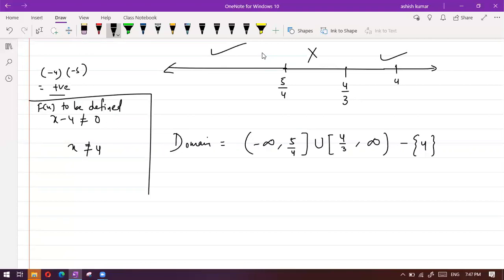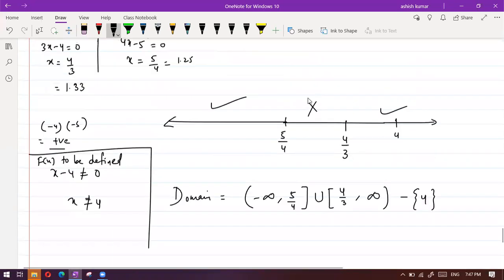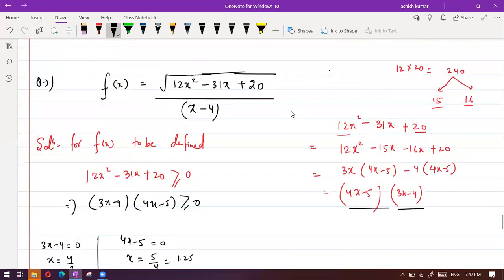Okay, what you were saying, I'll tell you. You were saying minus infinity to 5 by 4, then 4 by 3 to 4, then 4 to infinity, like that. No need to go like that. I said it the second time. First time I said this only, sir. Okay, it may be my mistake. So just that is not to worry.